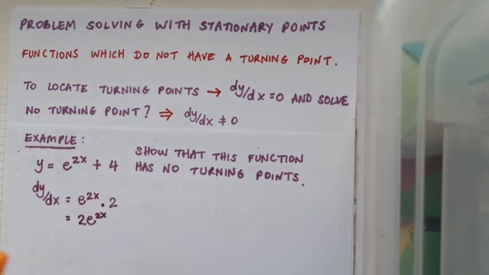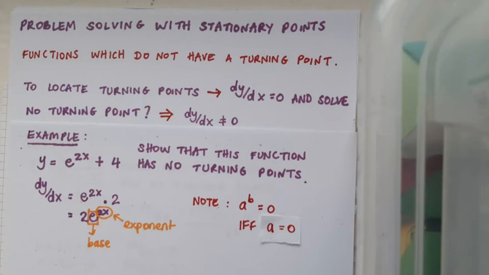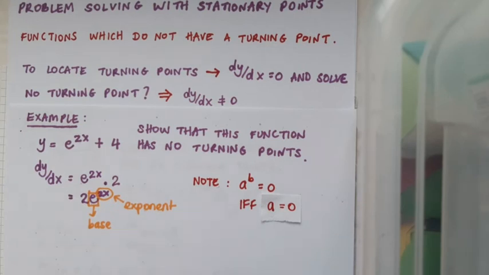Looking at this result, we can see that we have a base to a power. And remember that if we have a base to an exponent, the only time we can get a 0 result is if the base itself is 0. We can write this as a to the power of b equals 0 if and only if a is equal to 0. And then we can work from this statement to show clearly that this particular result for dy dx can't be 0.